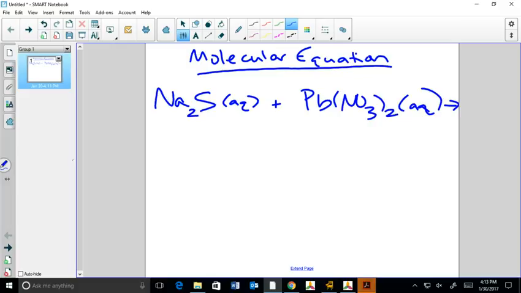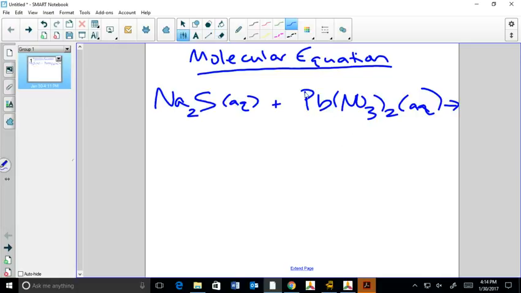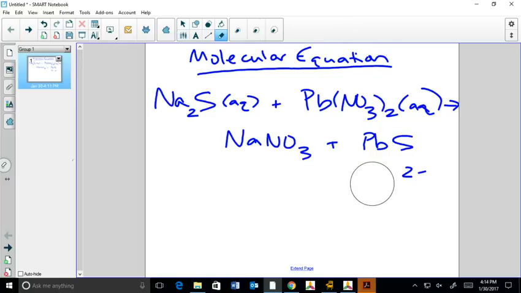That reacts in a double displacement reaction where the sodium goes with the nitrate and the lead goes with the sulfide. So by writing these, we will make our products. So we have NaNO3, and we know that this is a +1 and this is a -1, so that balances out like it is, plus PbS. In this case, it's a 2 plus and a 2 minus, so that compound balances.